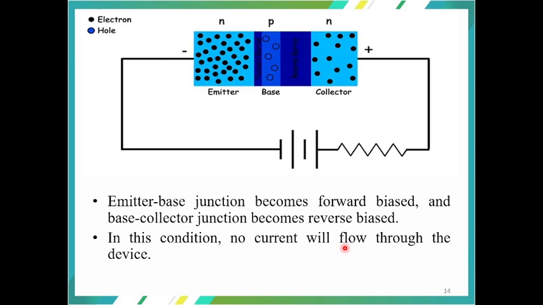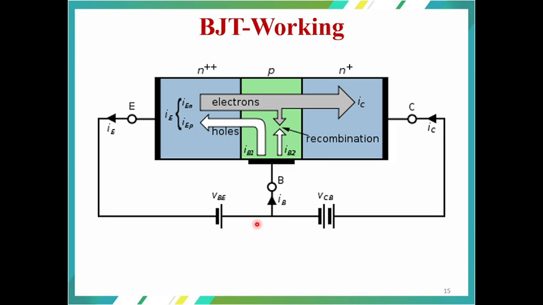This is the connection of the NPN transistor. Here we can see that this N layer is connected to the negative of the power supply and the P layer is connected to the positive of the power supply. The emitter base junction becomes forward biased and the base collector junction becomes reverse biased. In this condition, no current will flow through the device. Now here we are providing the base emitter voltage to this NPN transistor.